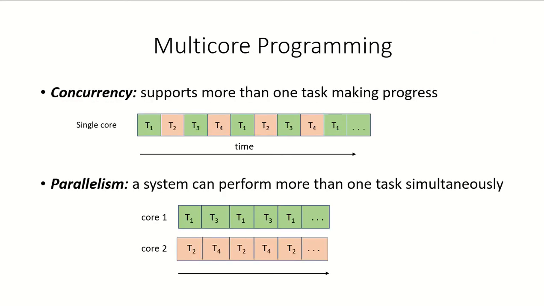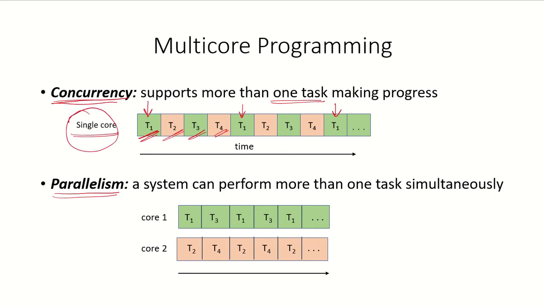Now let us see two terms which are commonly used in multi-core programming. One is concurrency and the other is parallelism. Concurrency means that more than one task is being supported and they are making progress. So suppose we have a single core architecture, the scheduler will schedule one thread T1, then it will schedule another thread T2, then it will schedule another thread T3, T4 and so on. So all the tasks are being scheduled, each task is making some progress, but the core is single.